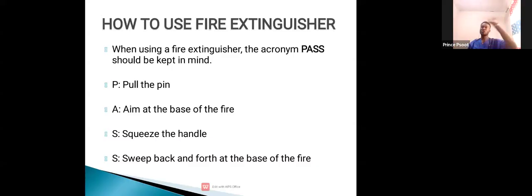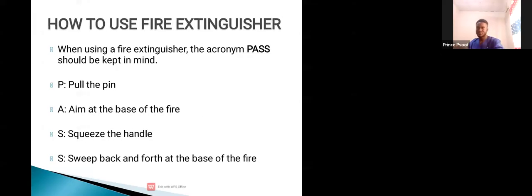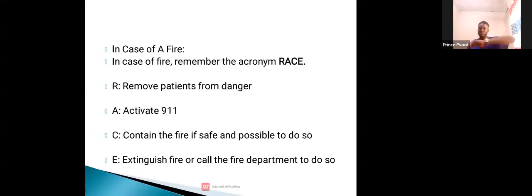When you're using the fire extinguisher, there's an acronym for it. We have it as PASS. To keep it in your mind, when you want to use the fire extinguisher, follow the PASS. The first thing is to pull the pin. You pull the pin, you aim at the base of the fire, then you squeeze the handle, and then you sweep back and forth at the base of the fire. So you don't kill it from up, you kill it from down.